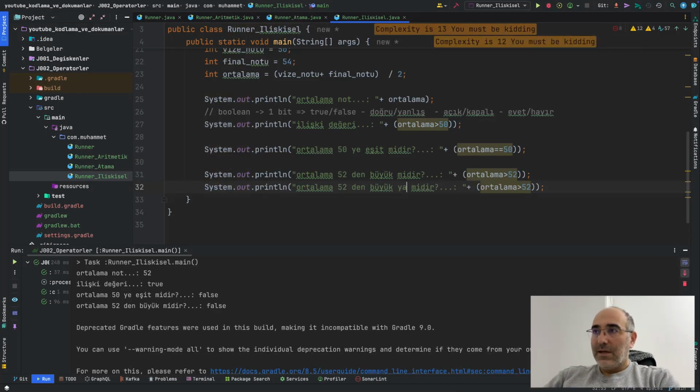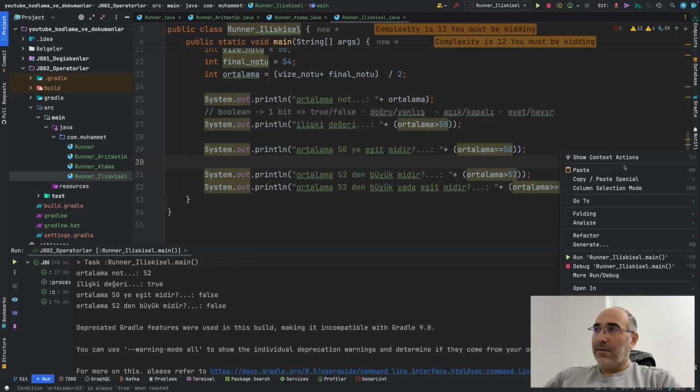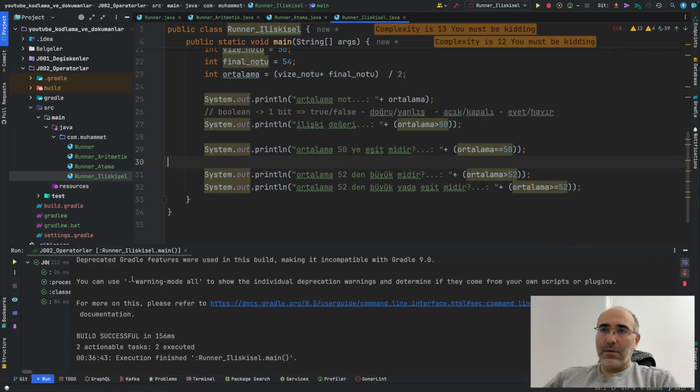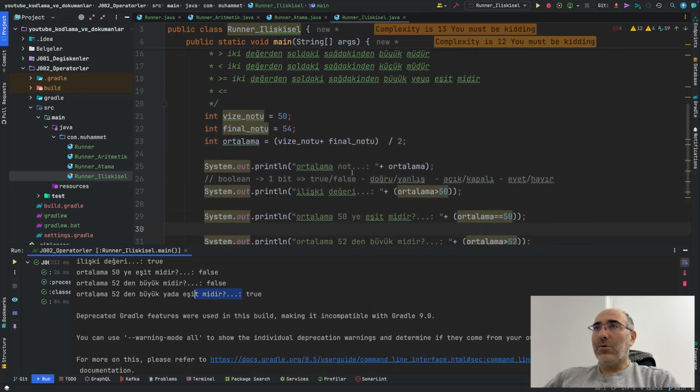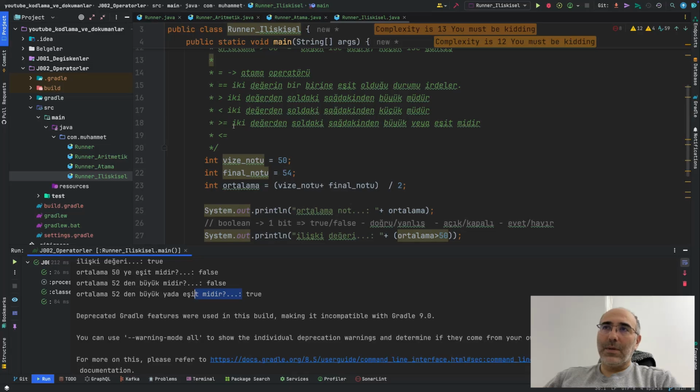Is it greater than or equal to 52? When you do it like this, what will the answer be? It will be true. Because is the average greater than 52? It is not. So, is the average greater than or equal to 52? It's not greater, but it is equal. That's why this one also came out as true. So, these are the basic concepts here, friends.